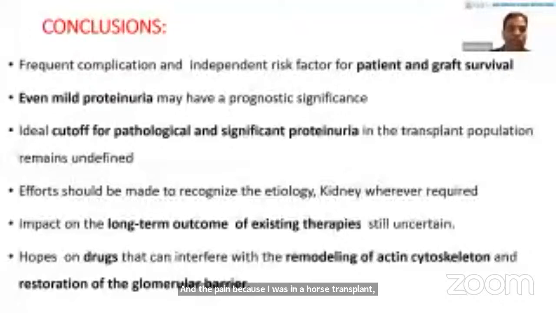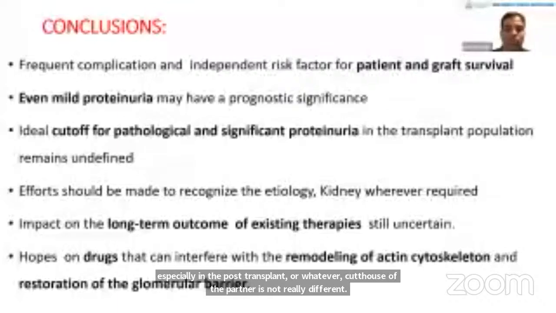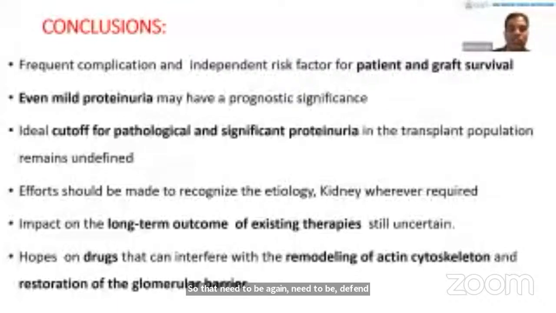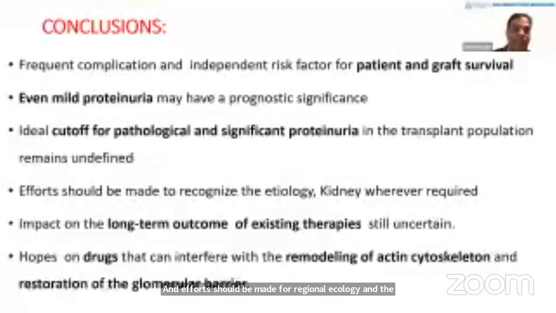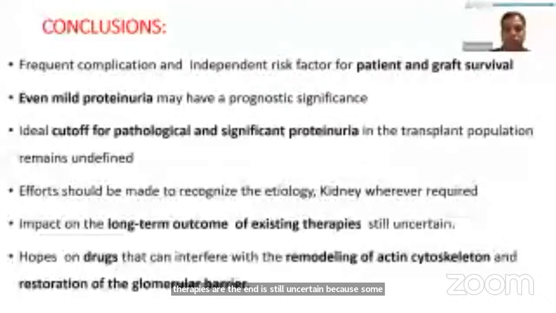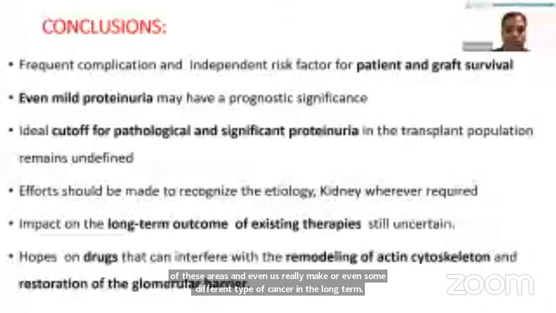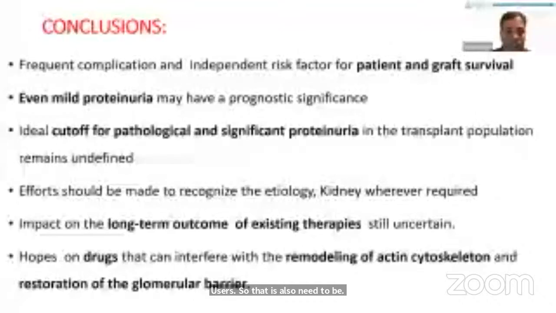So the ideal cutoff for pathologically significant proteinuria in the transplant population remains undefined, because till now what should be done to recognize the etiology in the kidney, wherever required with biopsy correlations, and the impact on long-term outcome of the existing therapies are still uncertain, because some of these RAS inhibitors may cause different types of cancers with long-term use. So that also needs to be defined, to avoid other complications of this treatment.